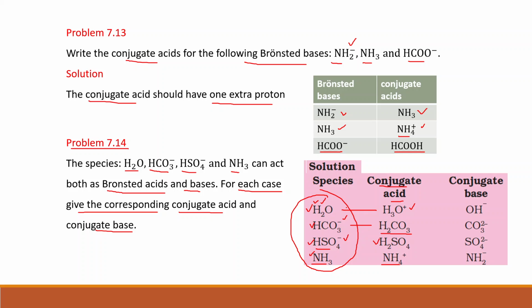So after donating proton, H2O will convert into OH minus. HCO3 minus, after donating proton, converts into CO3 2 minus. HSO4 minus, after donating proton, converts into SO4 2 minus. And NH3, after donating proton, converts into NH2 minus. In this way, we can find out conjugate acid and conjugate base for the same species.